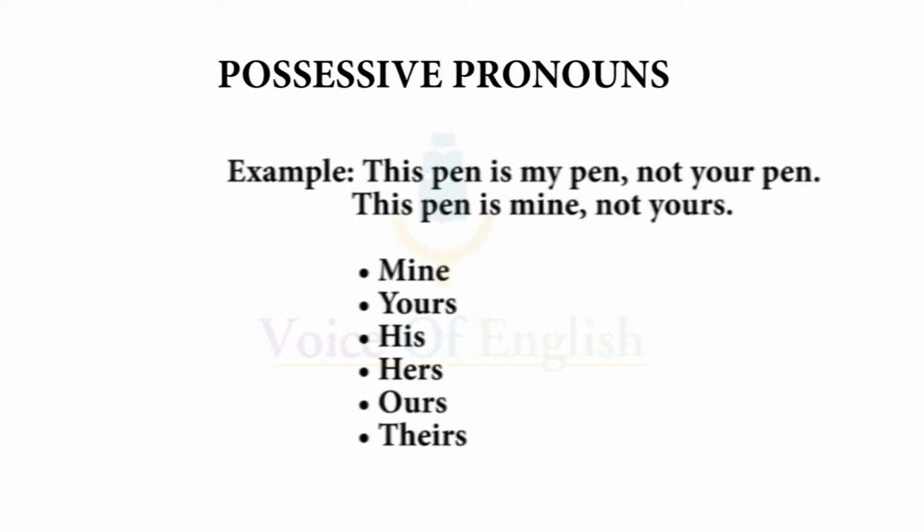For example, this pen is my pen, not your pen. So it sounds repetitive. Now, we are avoiding repeating information. It looks like this: this pen is mine, not yours. So focus on it. It sounds more natural.